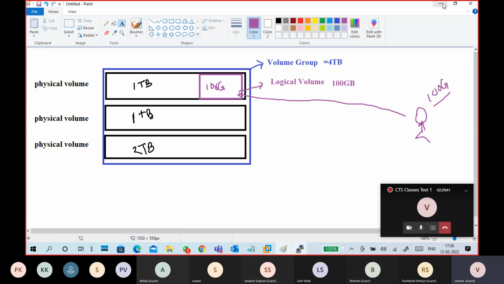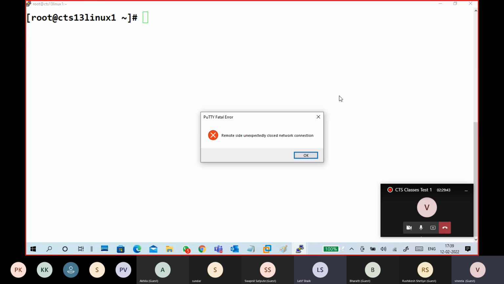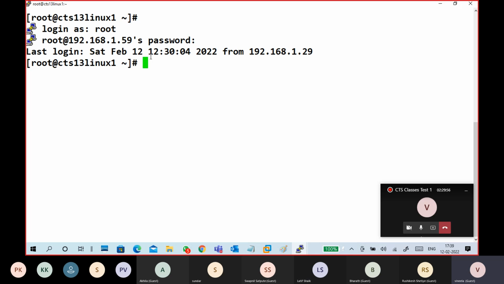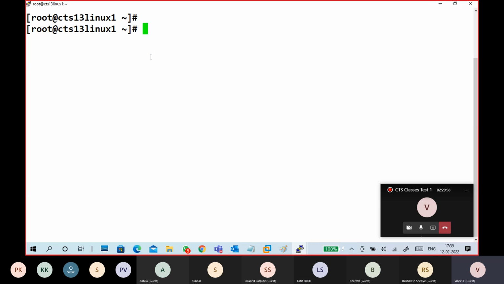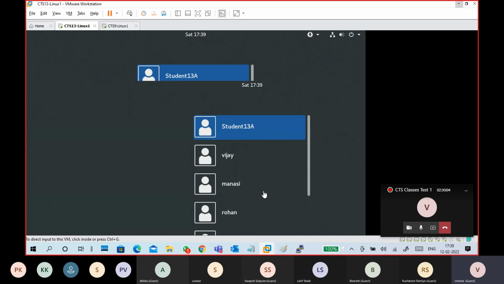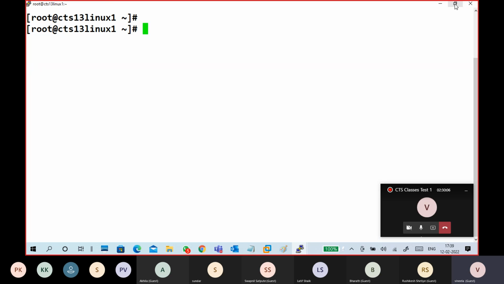So yeah, this is the concept, guys. It is gone, so restart the session. Login as root. I already added to my machine, so don't worry about it. Guys, 3 hard disks are added.